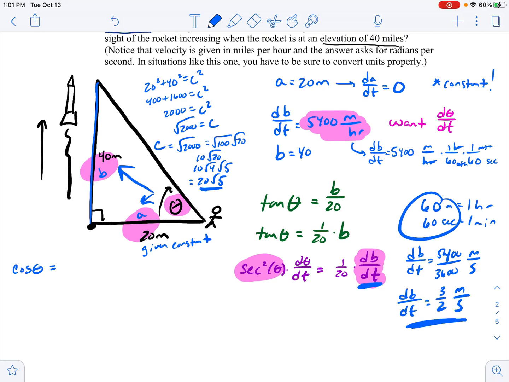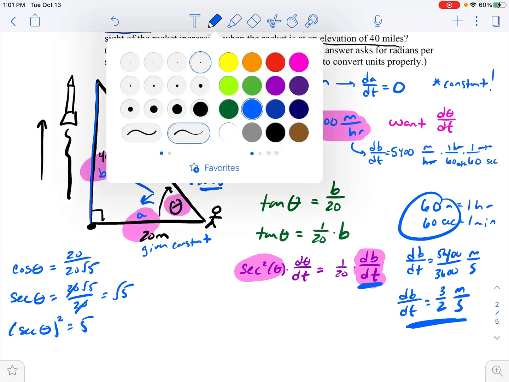So that's the hypotenuse. So cosine's what? Adjacent over hypotenuse. So that's going to be 20 over 20 radical 5. So the secant value would be the flip of that. And how convenient, that just equals radical 5. And so the secant squared value is just 5, okay? So we get 5 for that here. That required us to figure out the hypotenuse so that we could find the cosine, take its reciprocal, and square it.